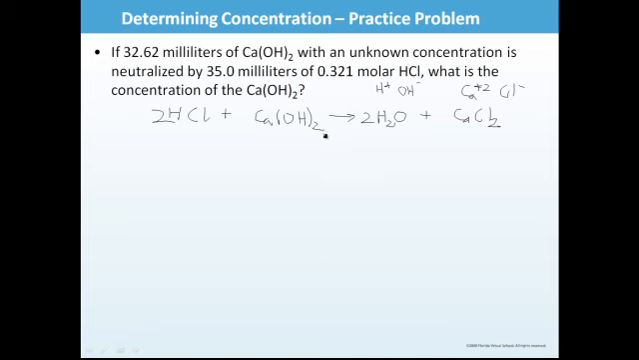Now I want to take the information out of the word problem and write it underneath the reaction here. It tells me I have 32.62 milliliters, and I want to determine the molarity. And then for the HCl, it tells me I have 35 milliliters, and it is 0.321 molar.